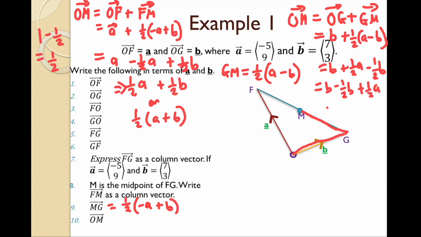So what is B take away half B? Nice. Half of B plus half of A. So this here is literally the same thing as this. It's just that half A is here and half B is there. If we were to write this in alphabetical order, we put half A in front and half B behind. So the same thing we got here is the same thing we got over here for OM.